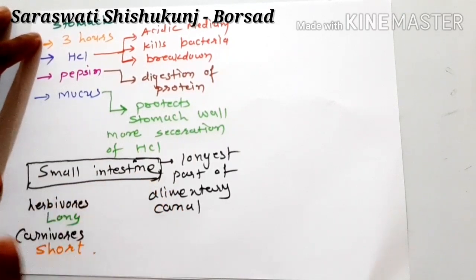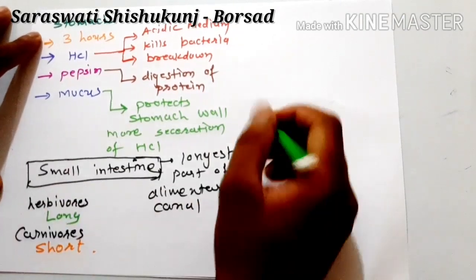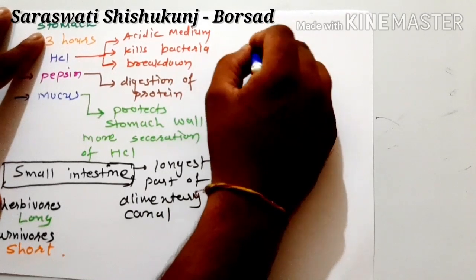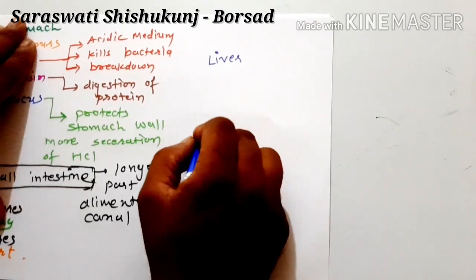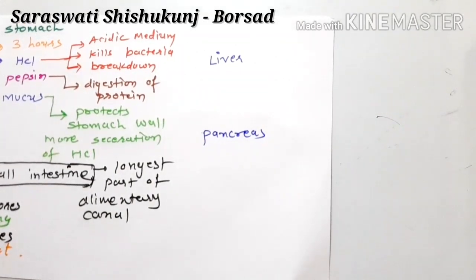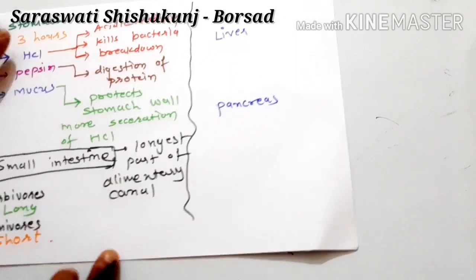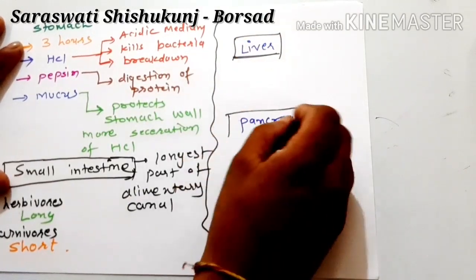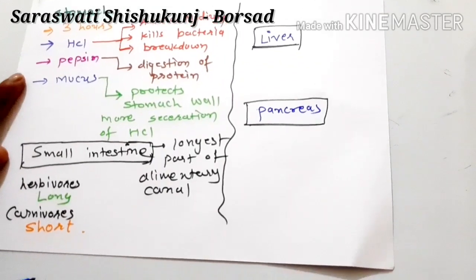Here in the small intestine, there will be secretion from different organs like the liver and the pancreas. Okay, now keep your focus here. In this small intestine, the liver will secrete some juice and the pancreas will also secrete some juices. It will be very helpful to us in our digestion.